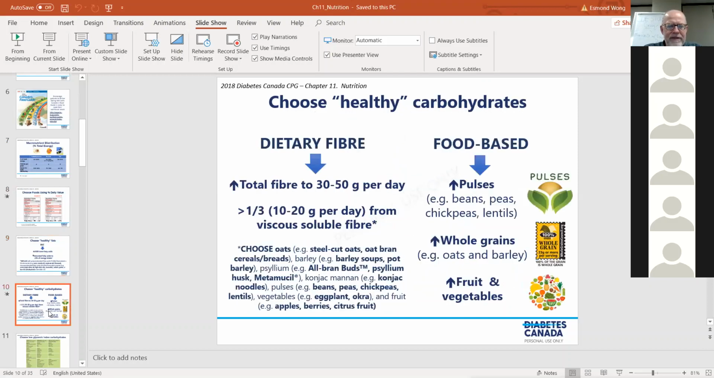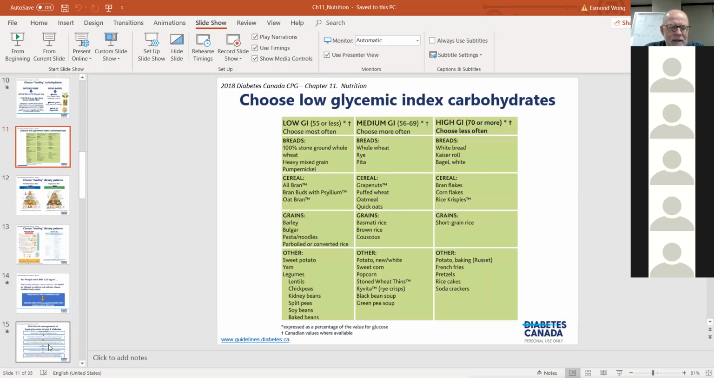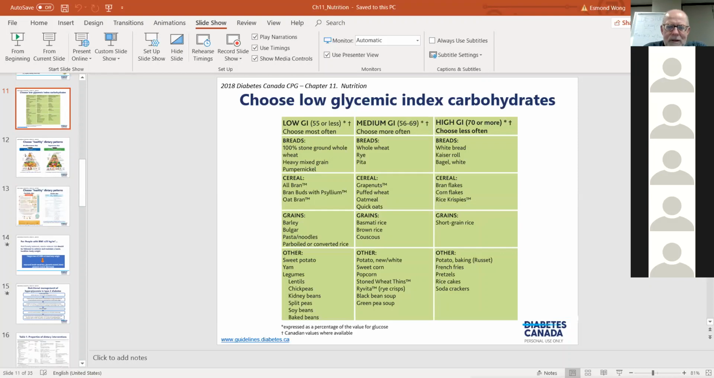Okay, we've talked about the healthy fats. Healthy carbohydrates, well, I think healthy carbohydrates promoted would be low glycemic index ones, those that are higher in fiber, less processed. As you can see, the next slide has low glycemic index carbohydrates, so low, medium, or high.